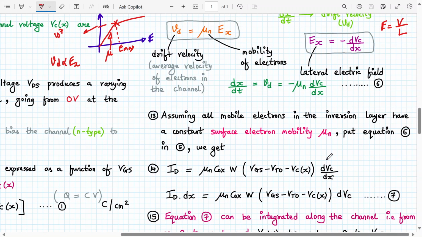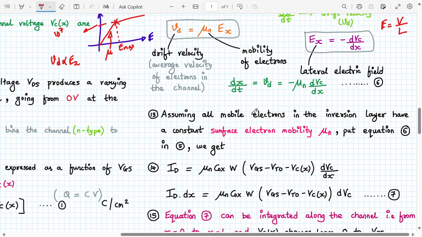Now assuming all the mobile electrons in the inversion layer have a constant surface mobility. It is not true practically, but we are assuming it still. Remember, GCA, gradual channel approximation, is an approximation. There are a lot of assumptions over here. So one more assumption is that all the mobile carriers have the constant surface electron mobility mu n.